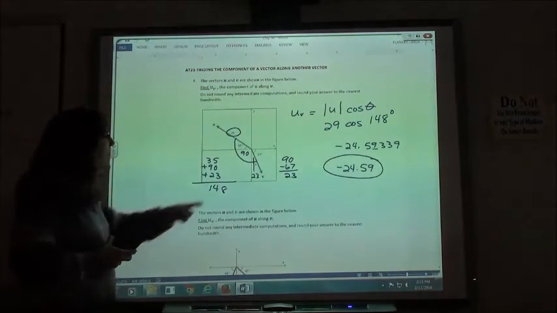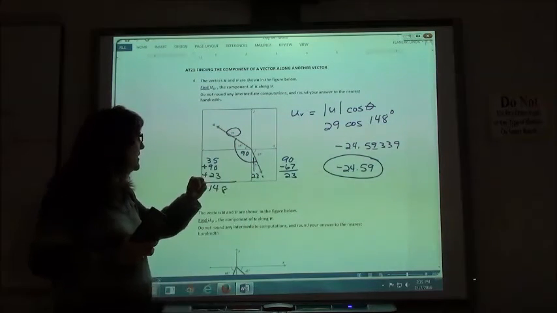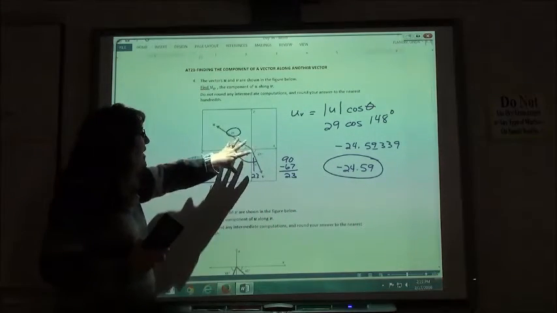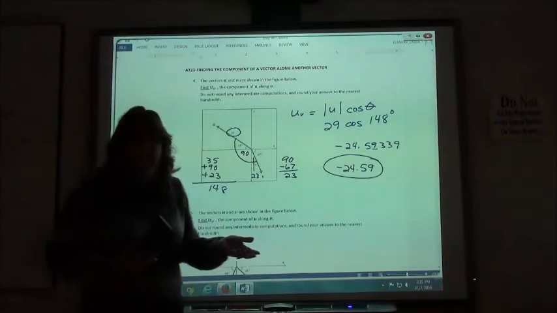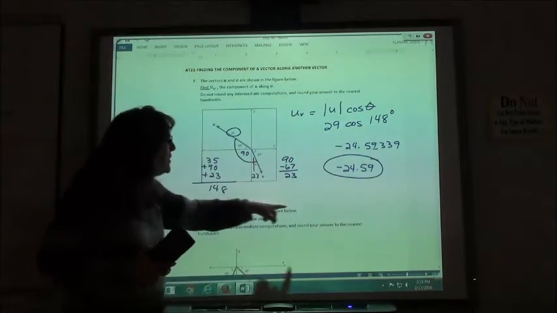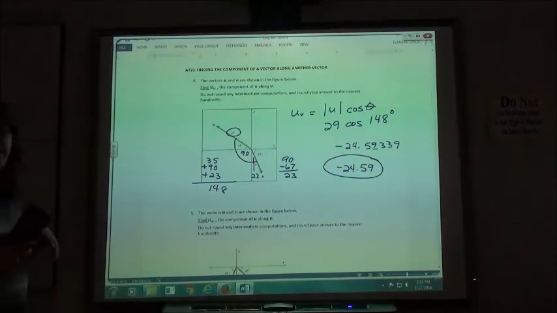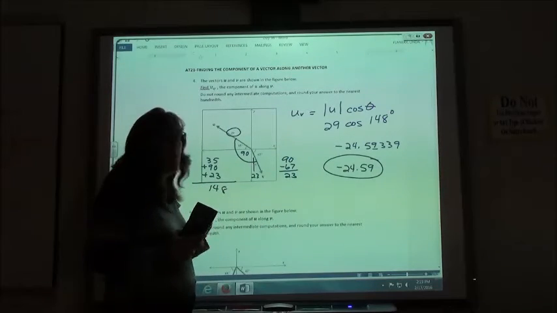Just a little note. If this angle in here is an obtuse angle, like this is, more than 90, I will always get a negative answer. If it's an acute angle, one that's less than 90, then I will get a positive answer. Since this was obtuse, I should get a negative answer. I did. It's just a little quick way to double check yourself. If it's obtuse, I get negative. If it's acute, I get a positive.